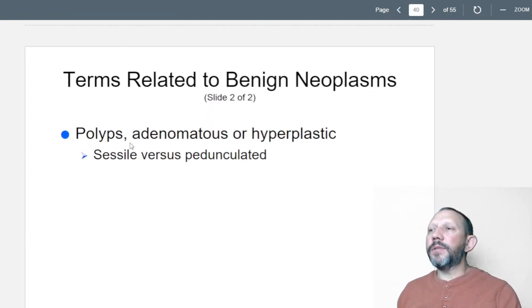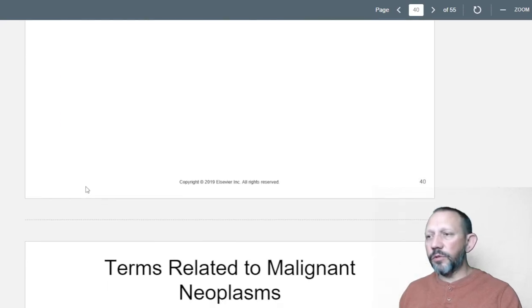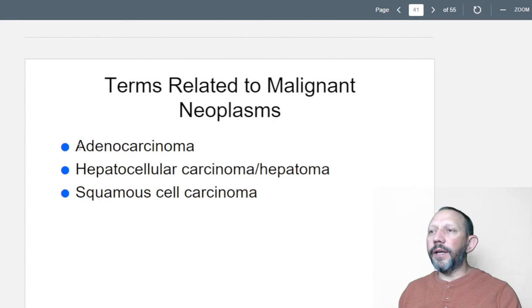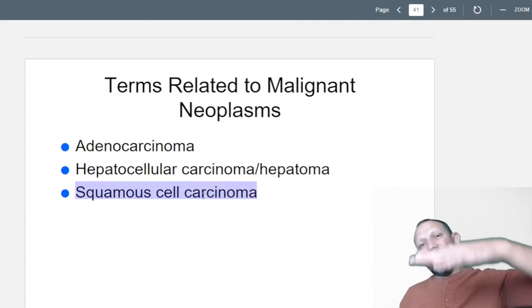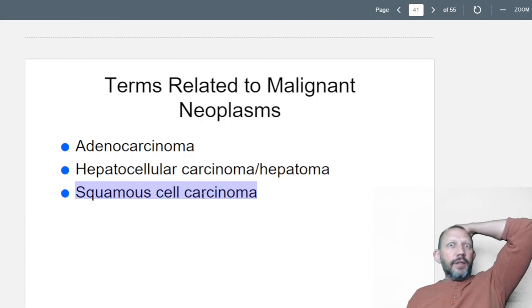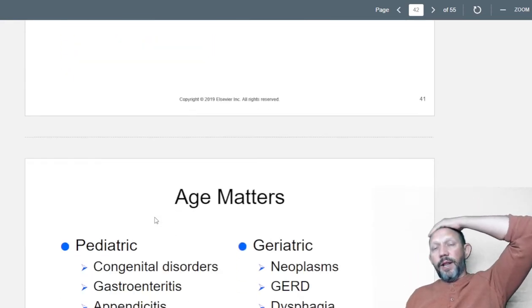Okay. Polyps, adenomatous or hyperplastic. Sessile versus pedunculated. You're going to have to look those two up, sessile and pedunculated. Not very commonly used. Adeno, now we know that means gland. Carcinoma, a gland cancer. Hepato means liver. Hepatocellular, so liver cell carcinoma or hepatoma. Squamous cell carcinoma. Squamous cells, flat cells in the epithelium. What's epithelial? The entire digestive system. The whole alimentary canal is all epithelial.